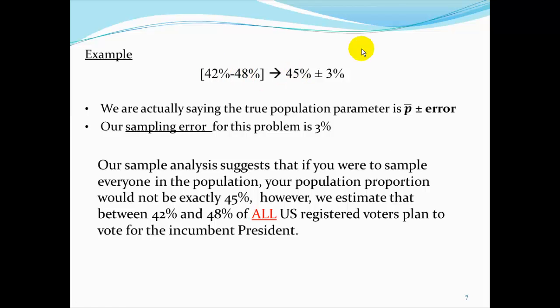In essence, what we are saying is we acknowledge that if you were to sample everyone in the entire population, the true population proportion of people that would vote for the incumbent president would not be exactly 45%. But we're estimating that it would be the value of our sample proportion, 45%, plus or minus 3%. So we are saying that the true population parameter is our sample parameter plus or minus some error. Our sampling error for this problem is 3%.